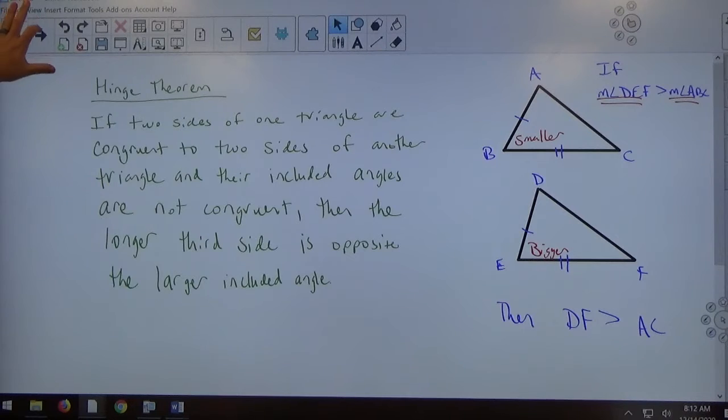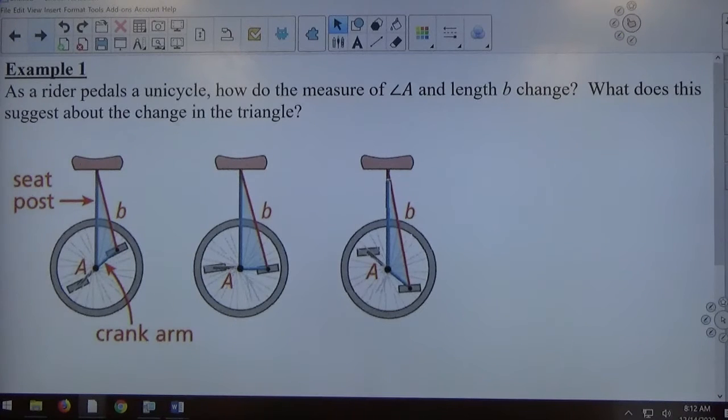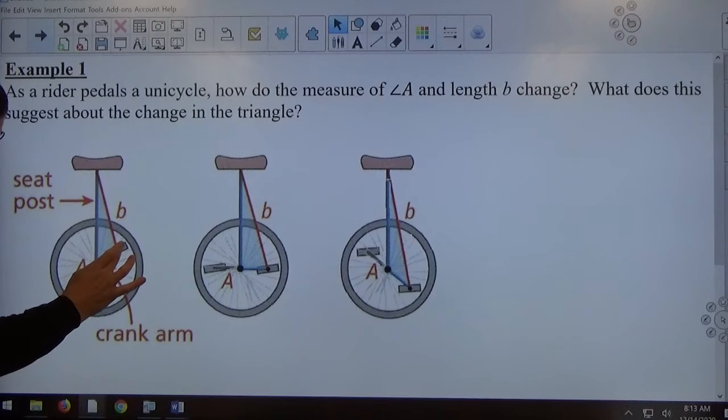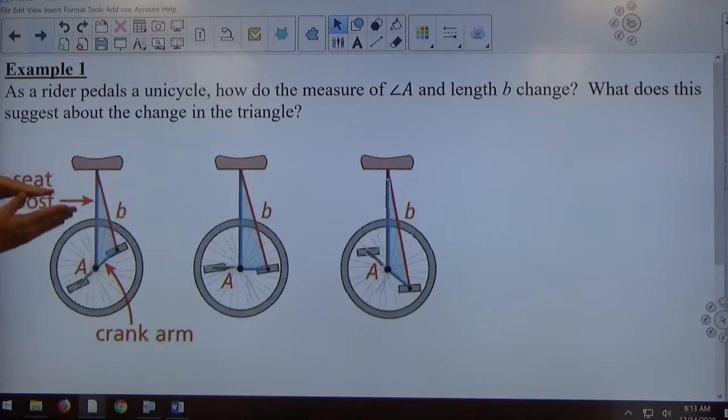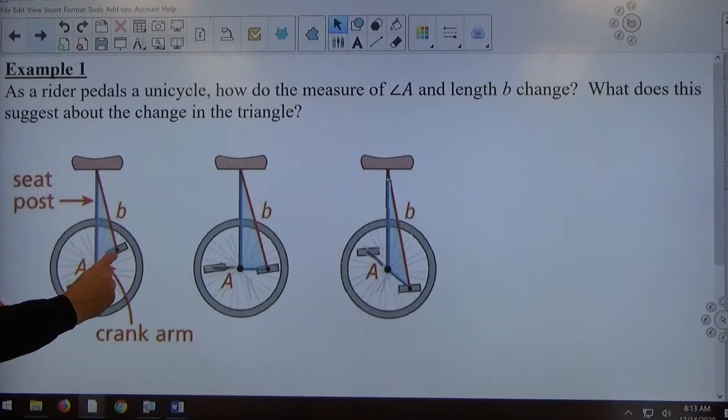So look at example 1. As a rider pedals a unicycle, how do the measure of angle A and the length of B change? What does this suggest about the change in the triangle? So you can see here the seat post of each unicycle is the same because it's the same unicycle. And the distance from A to the pedal is the same because it's attached, right? So this is a bar that's not changing, this is a bar that's not changing.